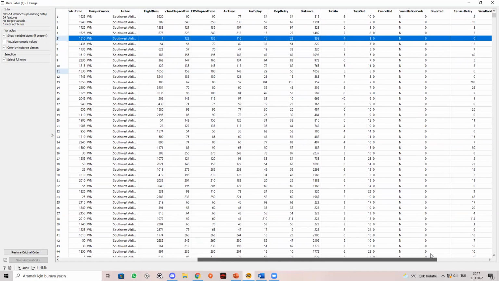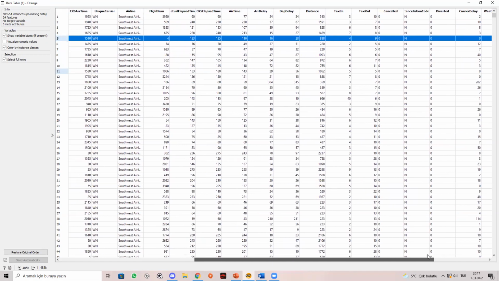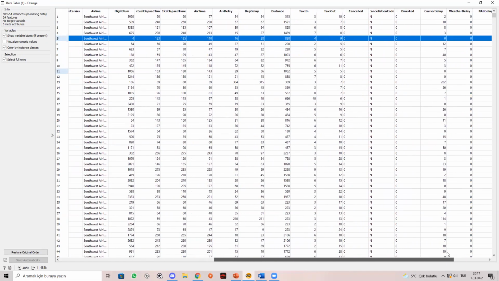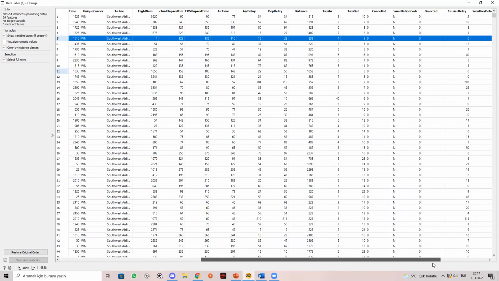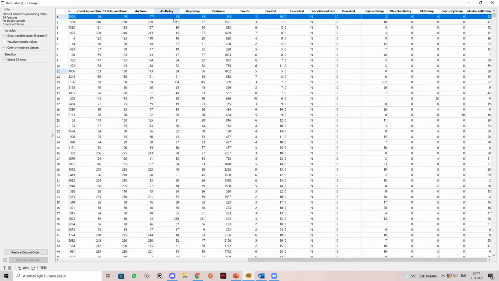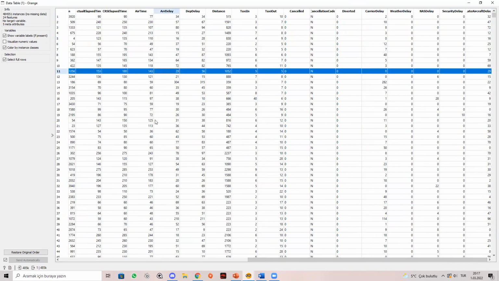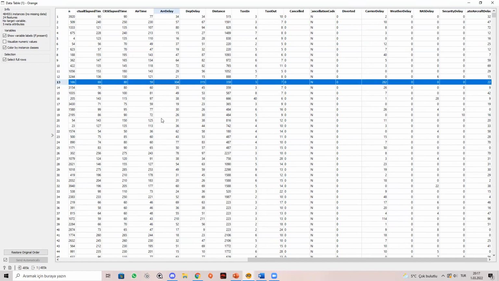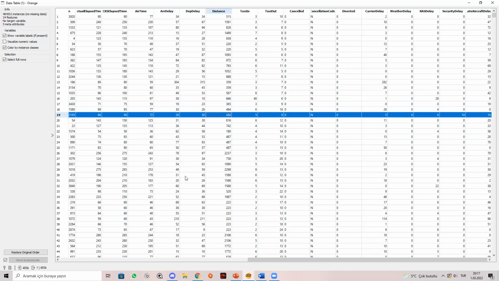Depart time. Is there any delay information? Yes, sir. These are the arrive delay, for example, in minutes. Okay. So basically, you can try to predict the delay time. Is it possible? Yes, one of them is that.